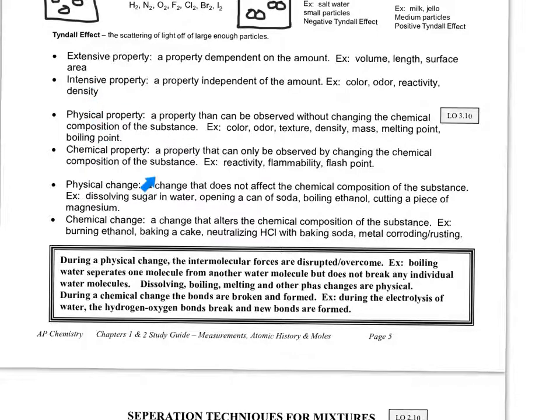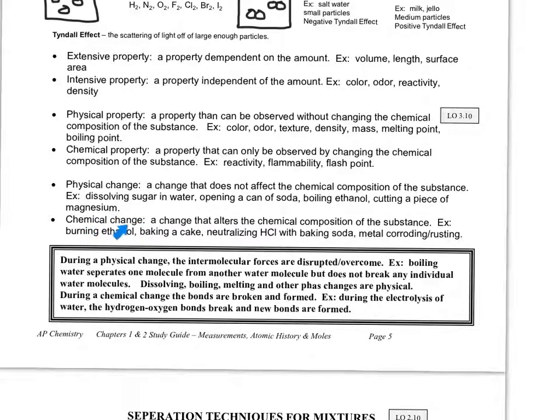Distinguish between properties versus changes. A physical change is a change that does not affect the chemical composition of the substance. For example, if I dissolve sugar in water, I have not changed what the formula for sugar is and what the formula for water is. They're the same substances. So the dissolving process, that's a physical change. The solubility is a property. Opening a can of soda, I have not changed what the substances are. Boiling ethanol, it's still ethanol, whether it's liquid or gas. Cutting a piece of magnesium, it's still magnesium, whether it's in a big strip or small pieces.